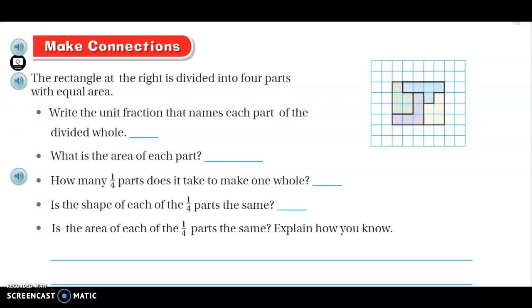So that's kind of what we're doing today. It kind of has something to do with quadrilaterals because we are using a quadrilateral to break that up. But it's really focusing on reviewing area and reviewing fractions and kind of piecing it all together.